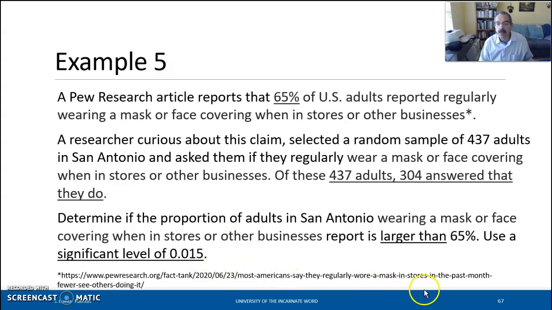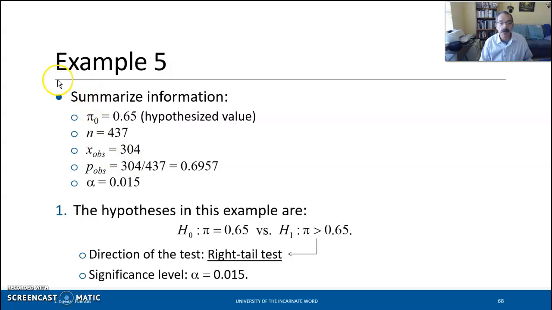So let's, and we want to use a significance level of 0.015. All right, so let's see if here in San Antonio we're doing better than the national average, or the national proportion, I should say. All right, so let's summarize the information.